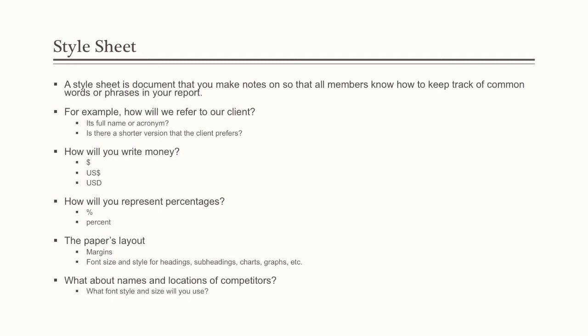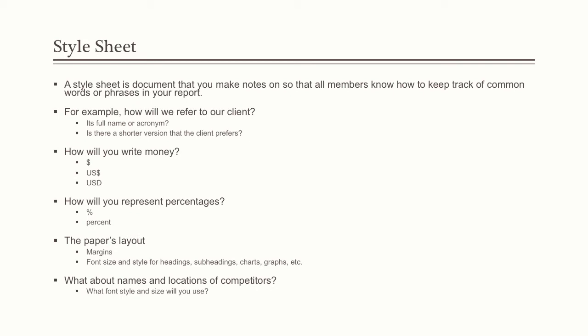When you look at the paper's layout, what size are your margins? What fonts are you using? What size font are you using for your subheadings, your headings, your charts and graphs? Is there a specific color scheme you're using for your charts and graphs so that they're all uniform? And there should be, but this is where you would keep that kind of information. Because you can't keep it all in everyone's head, it will not stay.